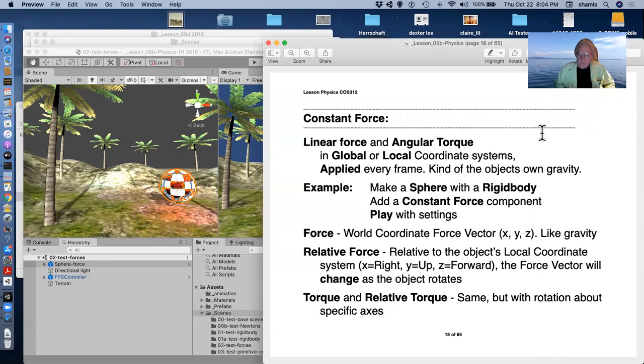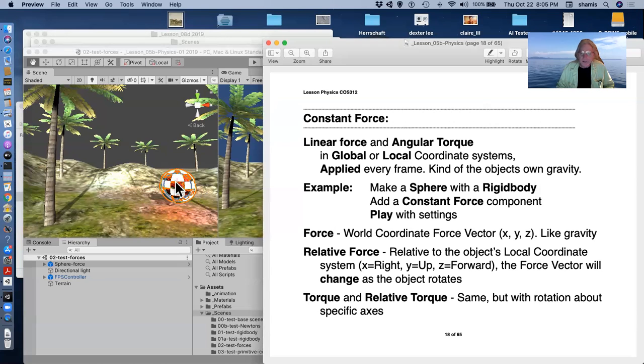So forces, as I mentioned, come in two different varieties, linear force and angular torque. And these can either be in the global Cartesian coordinate system or in the coordinate system of our object. Forces are applied every fixed update. I don't think that should be every frame. It's every fixed update. And so we can kind of manufacture our own gravity with this kind of object.